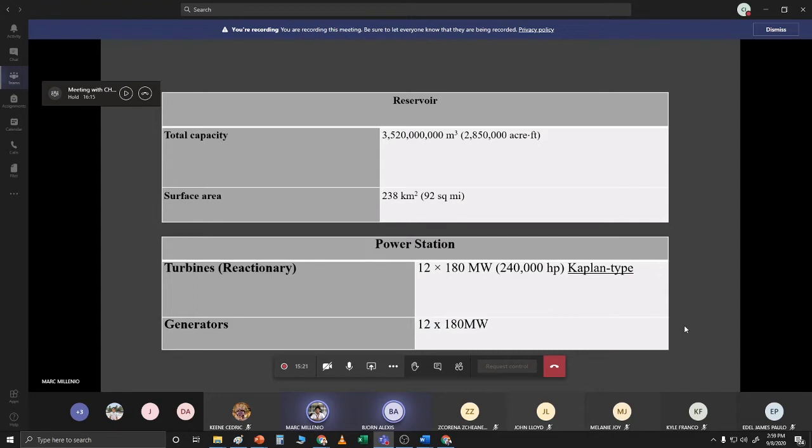Then yung kanya pong reservoir, meron po siyang 3,520 million cubic meters and surface area of 230 square kilometers. Tapos yun po, ang turbines niya po, meron po siyang 12 turbines na merong 180 megawatts each, Kaplan type. Then may generator din po siya na 12 generators, 180 megawatts din po.